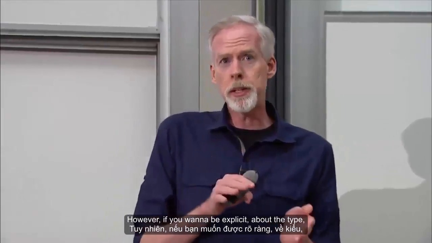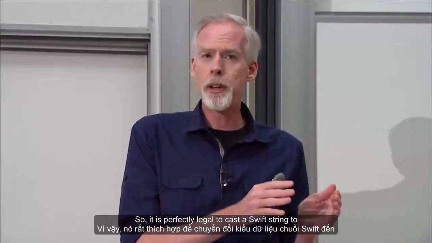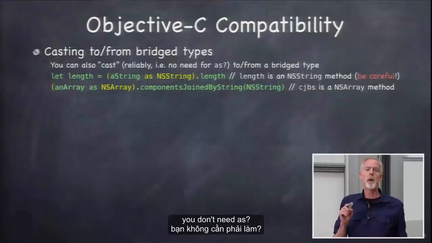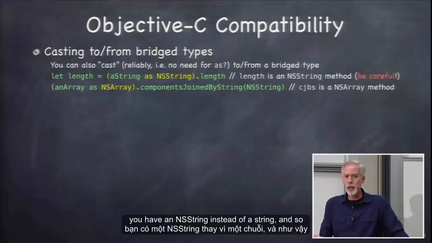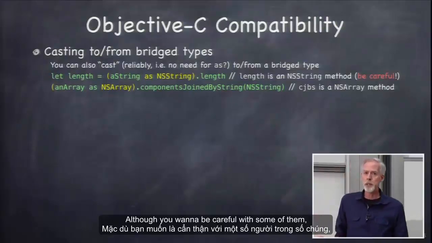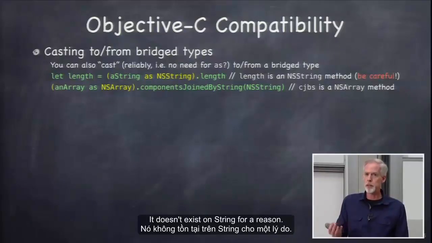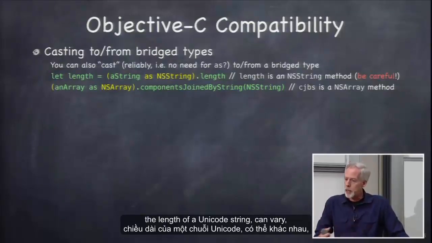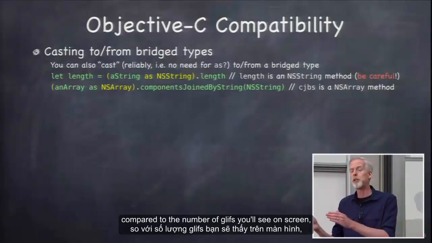However, if you want to be explicit about the type, you can cast. Okay, so it is perfectly legal to cast a Swift string to an NSString, and it will always work, so you don't need as question mark. Okay, it's all 100% guaranteed cast. And then once you do that, you have an NSString instead of a String, and so you can send it messages that are in NSString. Although you want to be careful with some of them, like length is an NSString method. That doesn't exist on String. It doesn't exist on String for a reason, because we talked about this before. The length of a Unicode string can vary compared to the number of glyphs you'll see on screen.